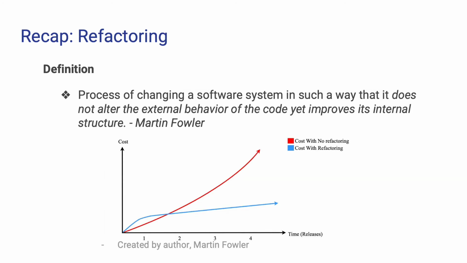Quick recap of what refactoring is. Refactoring is the process of changing a software system in such a way that it does not alter the external behavior of the code, yet it improves its internal structure. Refactoring code may allow us to make the software more maintainable. We will cover when to refactor code in regards to recursive and iterative functions.